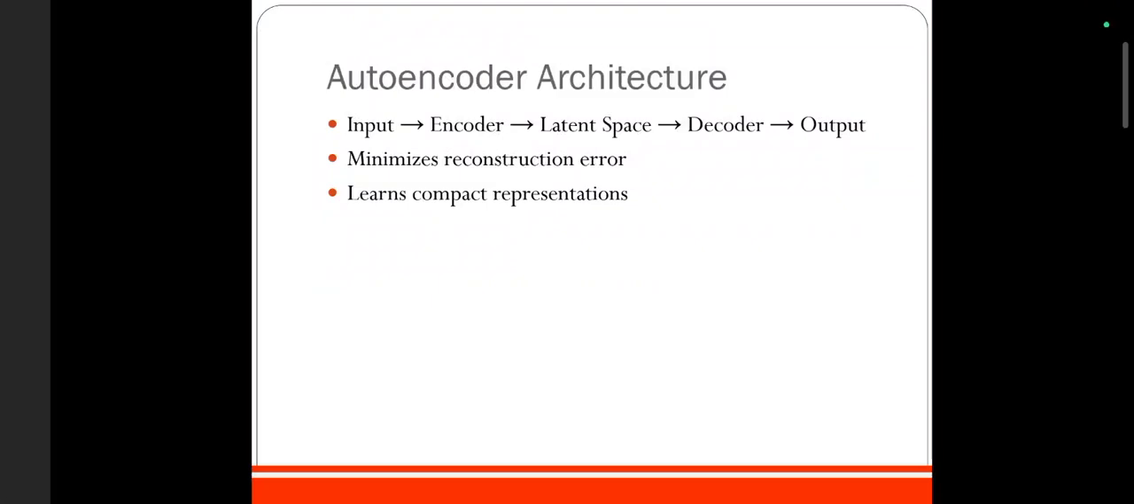Autoencoder architecture. This slide illustrates the architecture of an autoencoder. The process begins with the input data. The encoder gradually compresses the information into a compact representation called the latent space. The decoder then expands this latent representation to reconstruct the original input. During training, the network compares the reconstructed output with the original input and calculates the reconstruction error. The model continuously updates its parameters to minimize this error, allowing it to learn compact and informative representations.